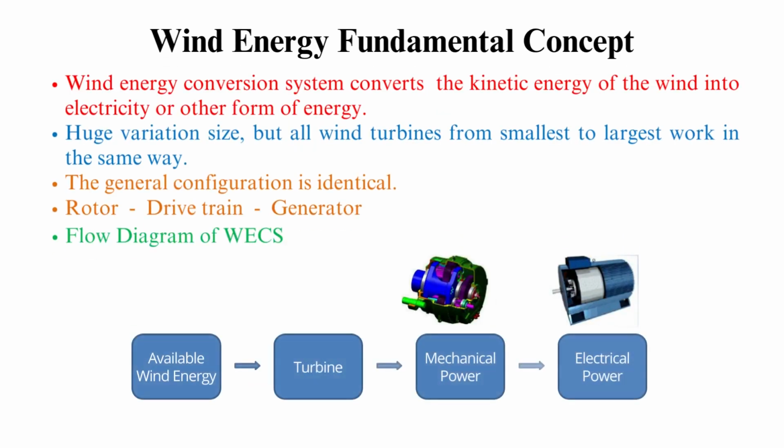The fundamental concept of wind energy revolves around the conversion of the wind's kinetic energy into electricity or other usable forms of energy. Wind turbines, which exhibit a wide range of sizes, operate on the same underlying principle, with an identical general configuration consisting of the rotor, drivetrain, and generator. A simplified flow diagram of a wind energy conversion system, WECS, illustrates how wind interacts with the rotor, and the resulting rotational motion is transmitted through the drivetrain to the generator, ultimately producing electrical energy.